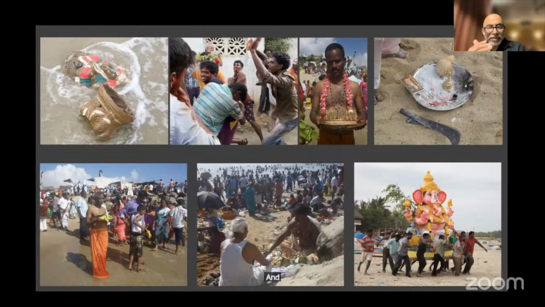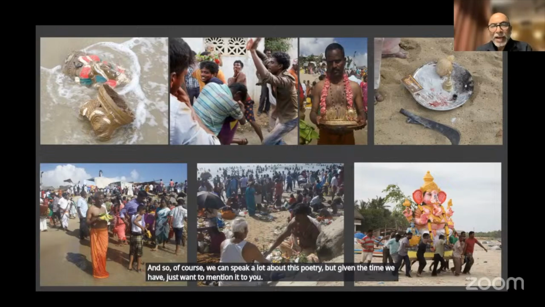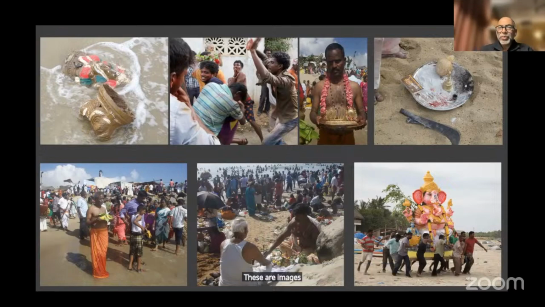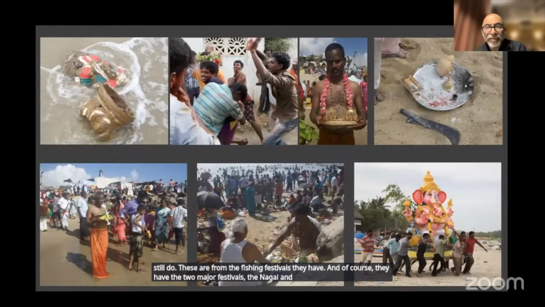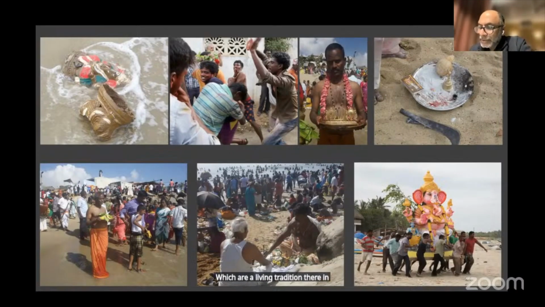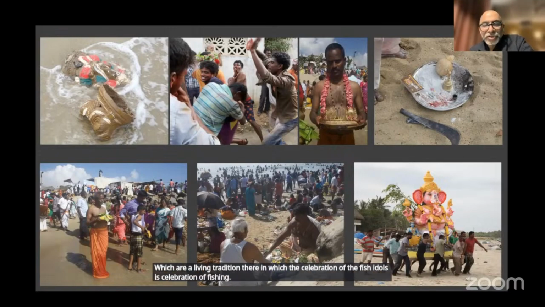So, of course, we can speak a lot about this poetry, but given the time we have, I just want to mention it to you. These are images because I spent a lot of time with this community and actually still do. These are from the fishing festivals they have. And of course, they have these two major festivals, the Nagai and the Adi Peruku festivals, which are a living tradition there, in which they celebrate the fish idols. It's a celebration of fishing. It's a celebration of the gods who they consider give them a good catch.